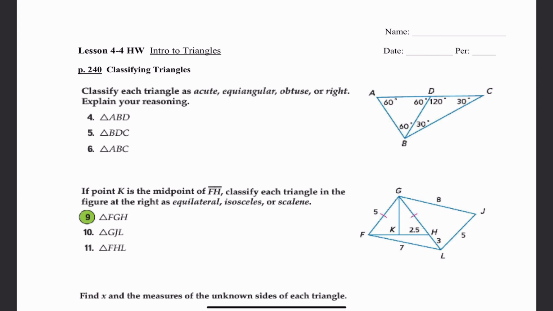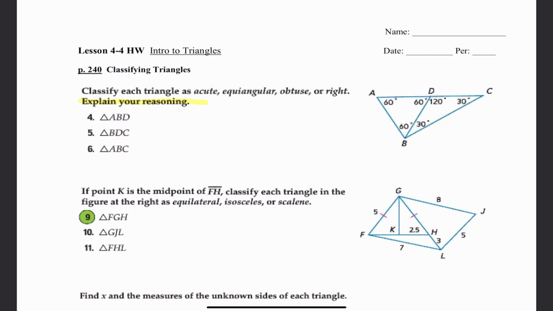Alrighty, the lesson for homework: help classify each triangle as acute, equiangular, obtuse, or right, and make sure that you explain your reasoning. Okay, so number 4, triangle ABD. So here is A, B, D, close it, and then you're gonna go ahead and tell me what type of triangle that is. And then here is triangle BDC, and that's number 5.